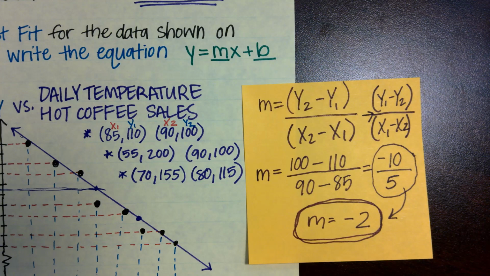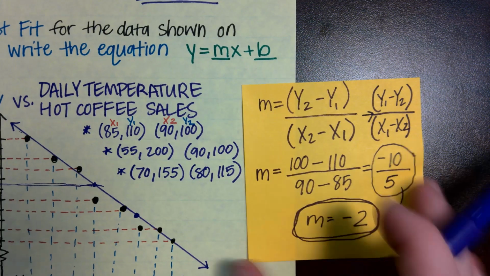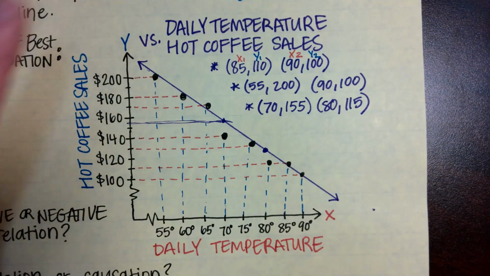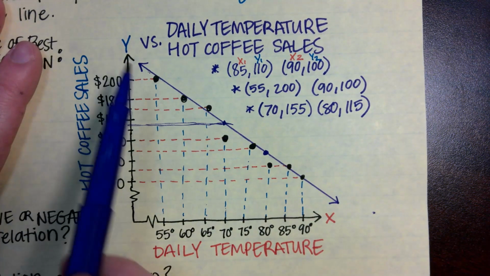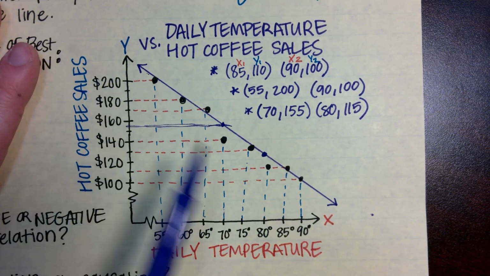Did you guys get something similar? Same thing? Or a little different? 1 2/3? Yeah, that's super close. 1 2/3, I would take that, as long as it's negative. Now we remember, we see how our line is pointing downwards. That means we've got a negative slope, a negative correlation.